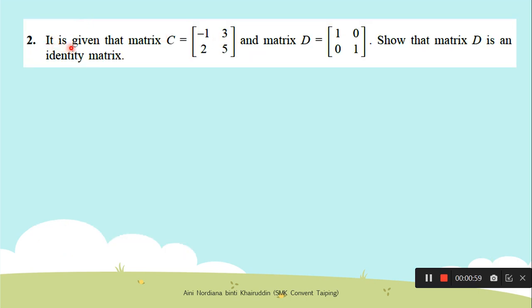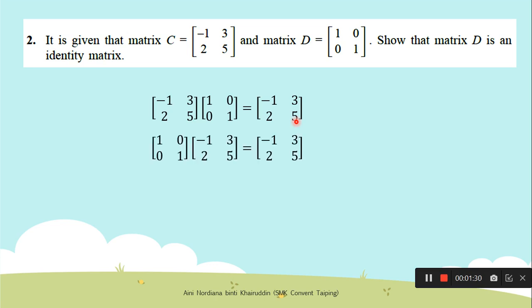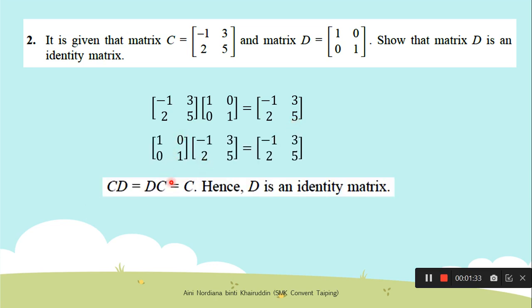Question number 2. It is given that matrix C, this is matrix C, and matrix D, so this is matrix D. Show that matrix D is an identity matrix. So we just multiply these matrices. C multiplied with D, we will get back the matrix of C. So this is shown that D is an identity matrix. DC also, you will get the matrix C, hence D is an identity matrix.